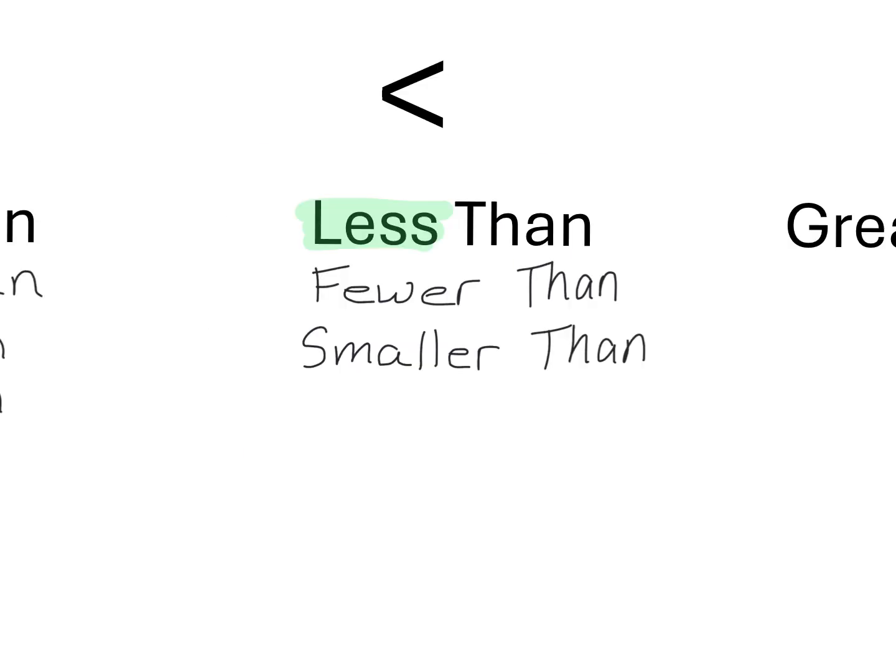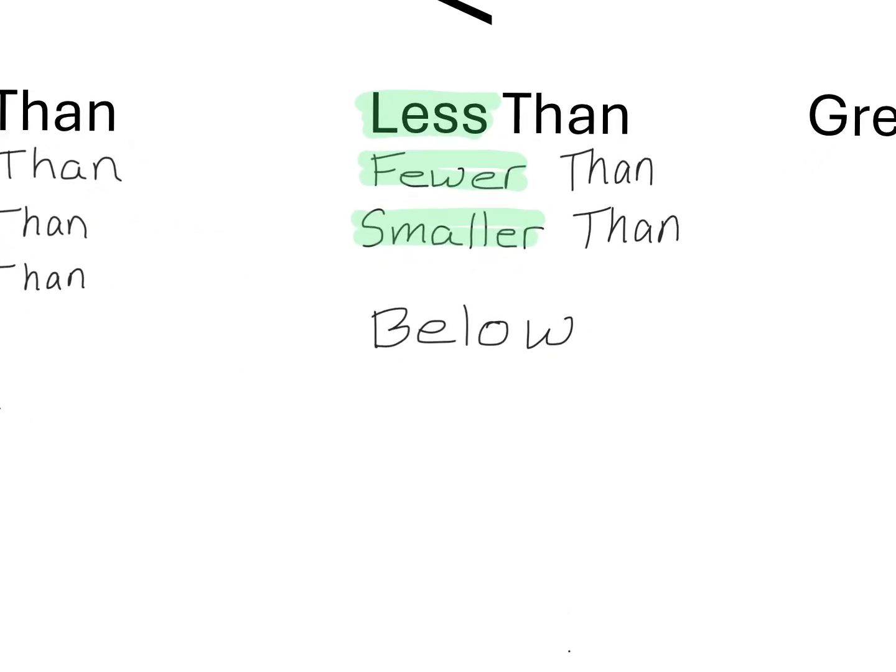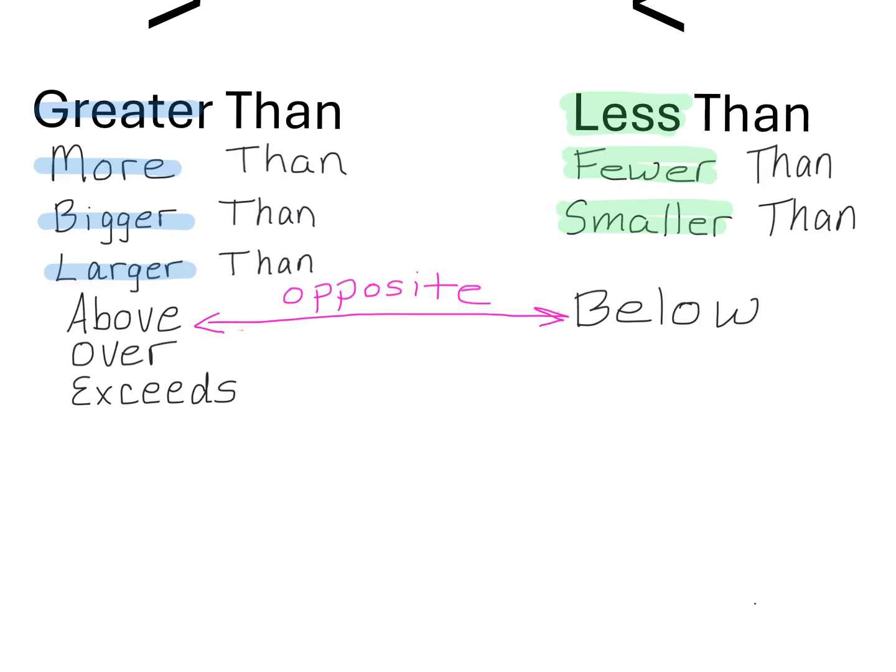For the less than symbol, another way that we say less than is often fewer than and smaller than. Please make sure you have these written down if you need to pause the video. Another word we use for less than is below, which is the opposite of above, and under, which is the opposite of over.